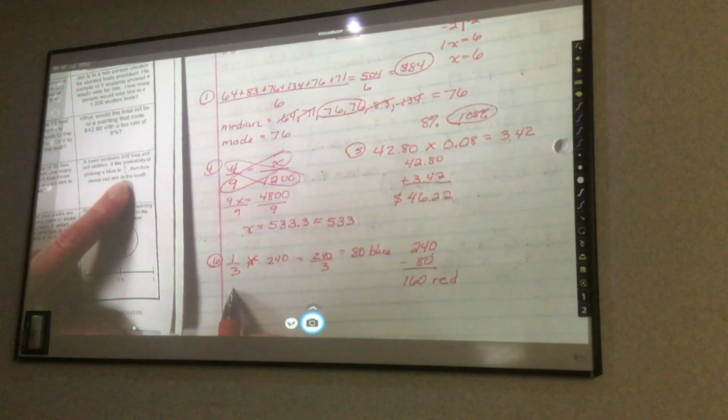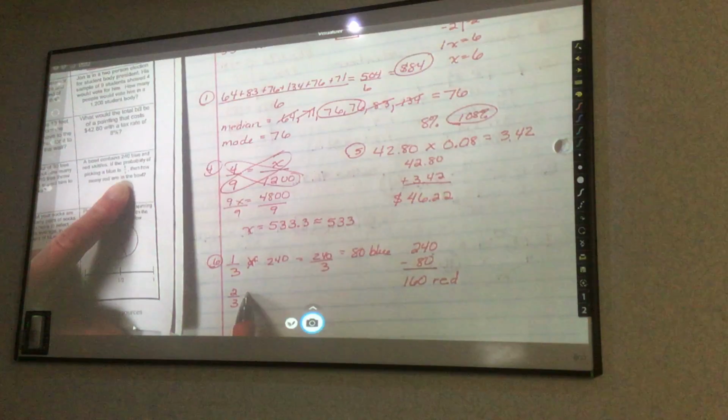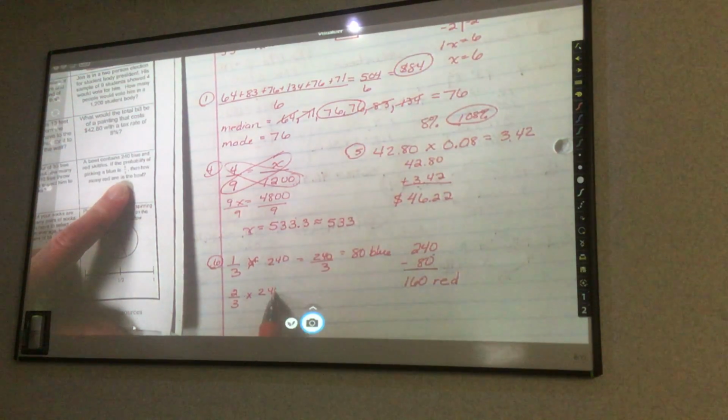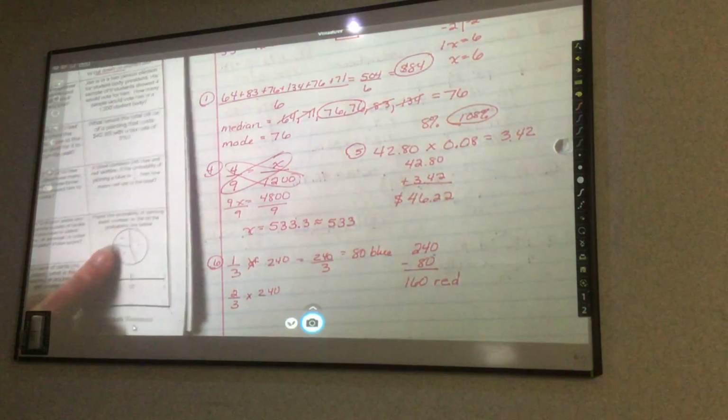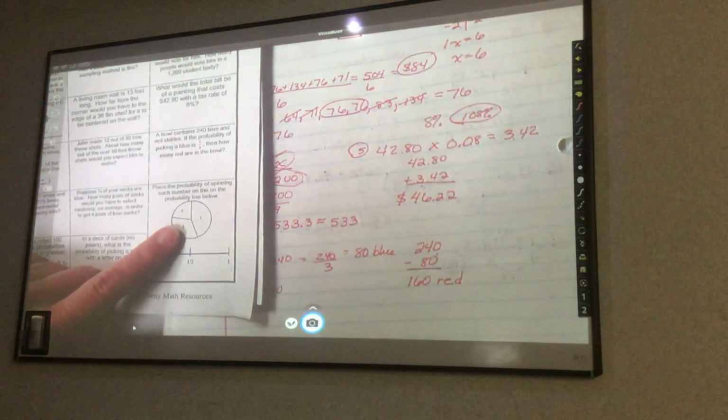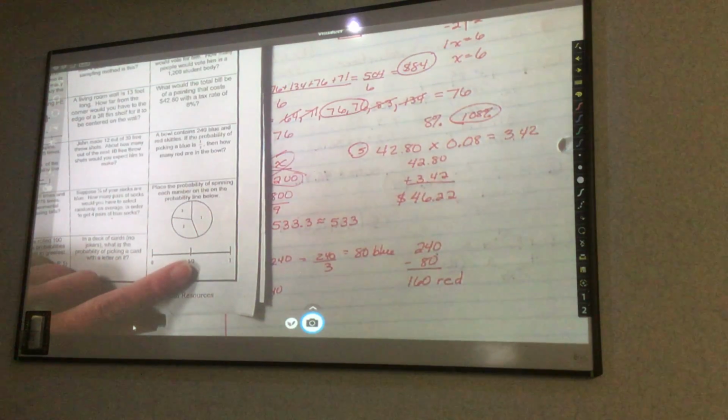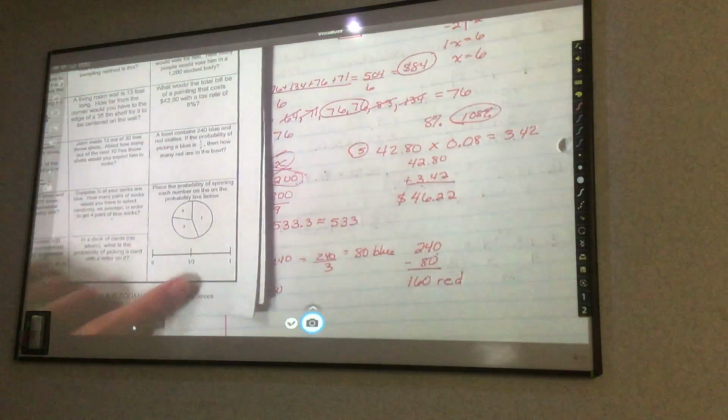You could have also done 2/3 times 240, and you would have gotten the same answer. Anybody do it a different way? How many of you got number 6 correct? Excellent. Place the probability of spinning each number on the probability line below.